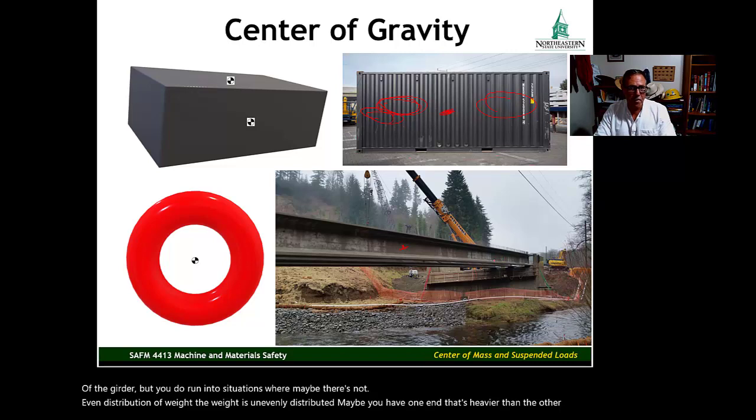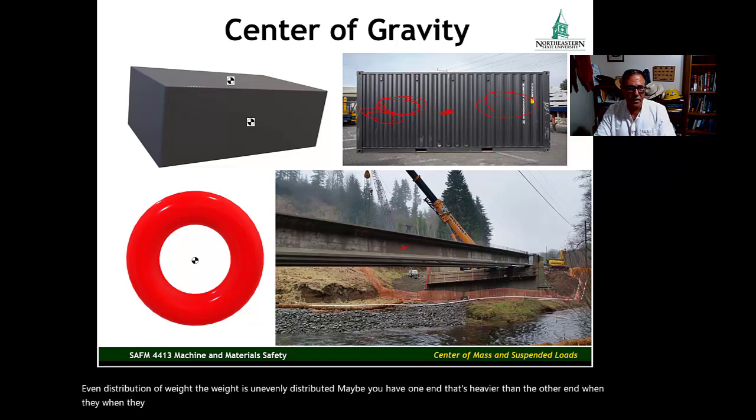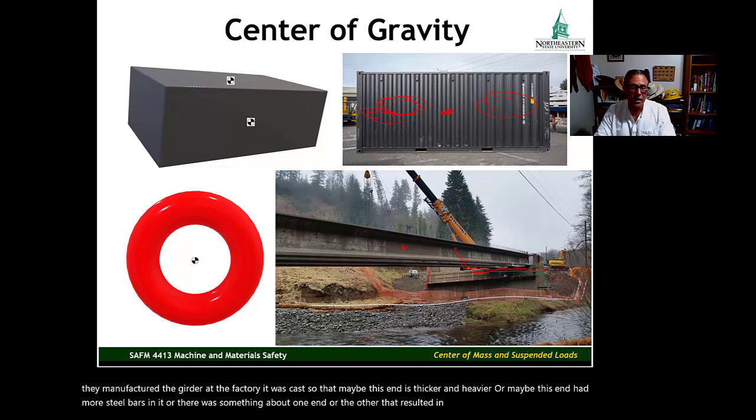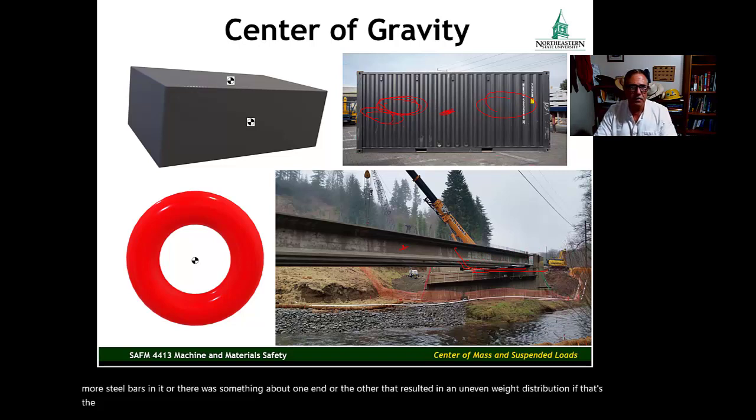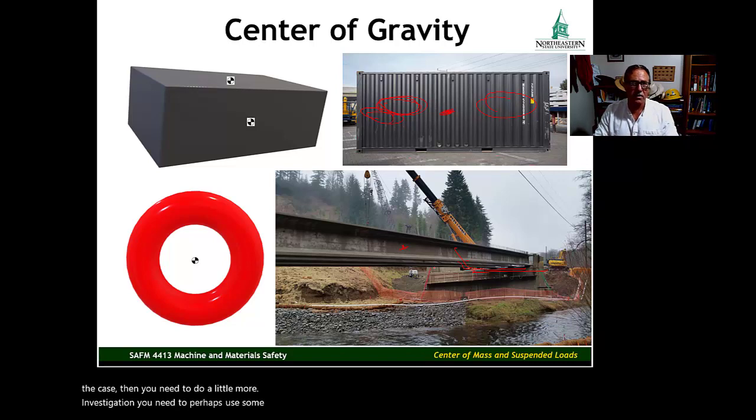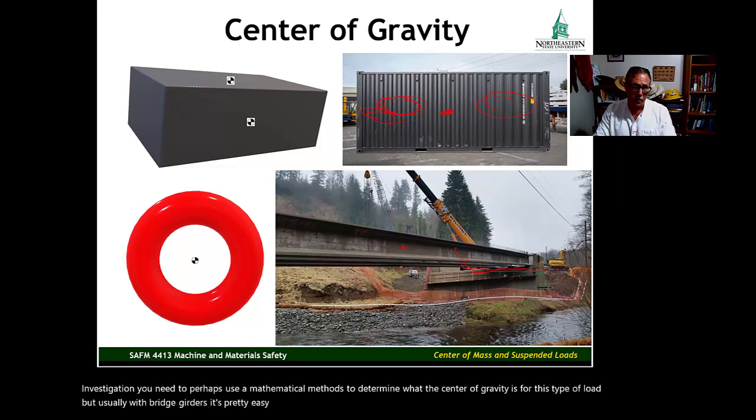When they manufactured the girder at the factory, it was cast so that maybe this end is thicker and heavier, or maybe this end had more steel bars in it, or there was something about one end or the other that resulted in an uneven weight distribution. If that's the case, then you need to do a little more investigation. You need to perhaps use some mathematical methods to determine what the center of gravity is for this type of load. But usually with bridge girders, it's pretty easy, pretty straightforward, especially concrete.